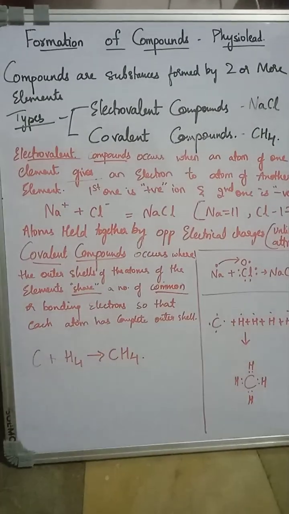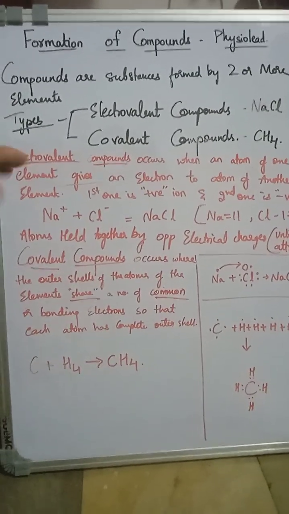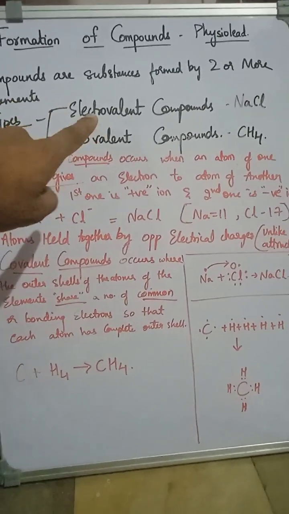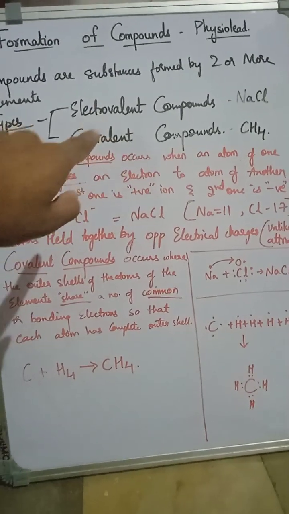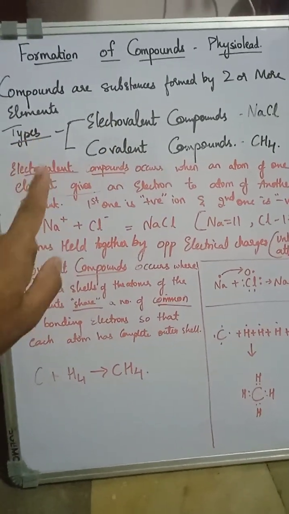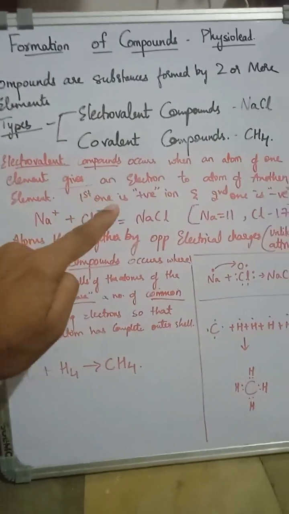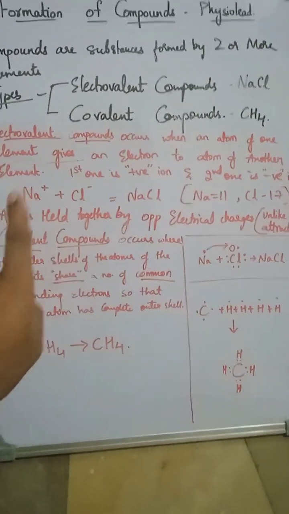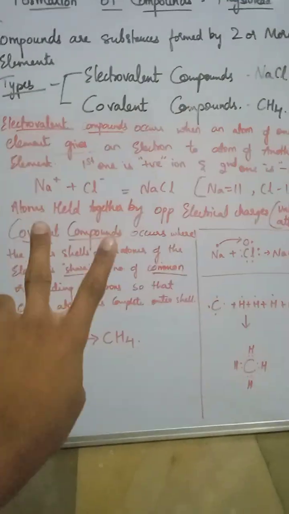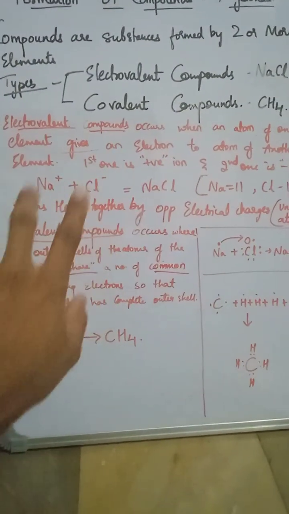So now compounds. In compounds we have two types: electrovalent compounds and covalent compounds. What are these electrovalent compounds? These are the compounds which occur when an atom of one element gives an electron to an atom of another element. So there will be two elements. We are clear with that.